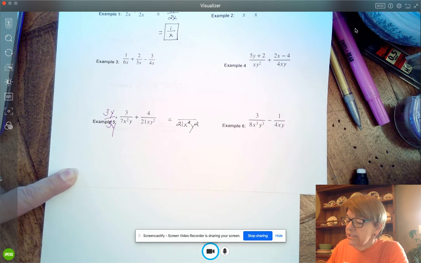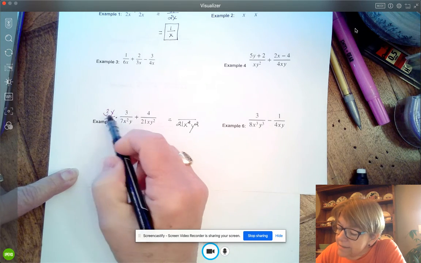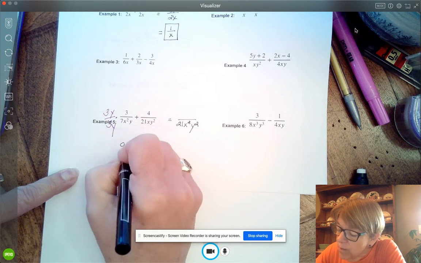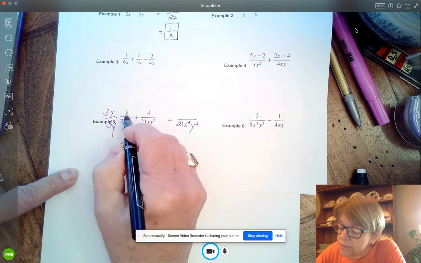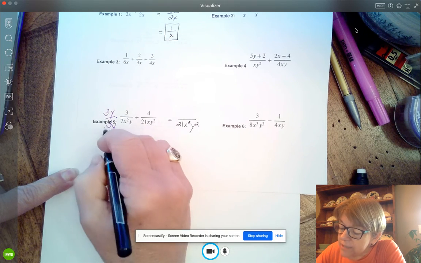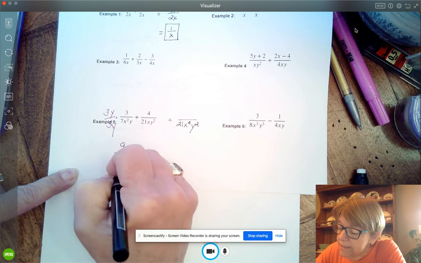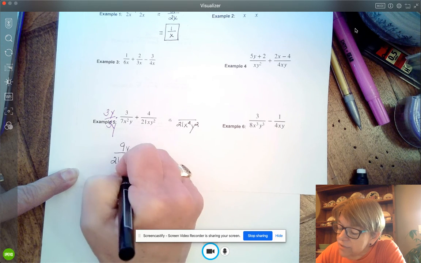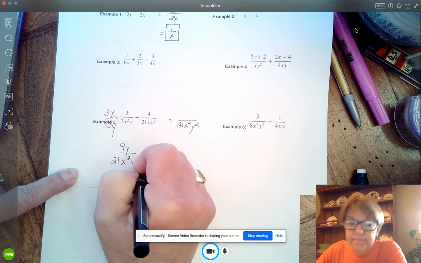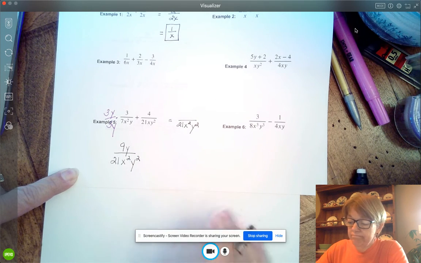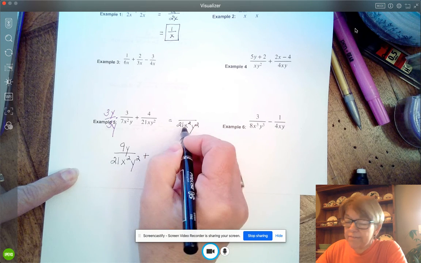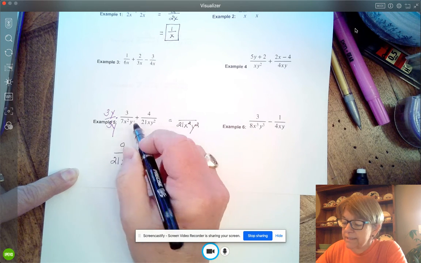So what that's going to do, 3y times 3 is 9y. Now here in the denominator, 3 times 7 is 21. I have an x squared, and y times y is y squared. Now my denominator is the same as the one I've put over here. I have a plus sign.